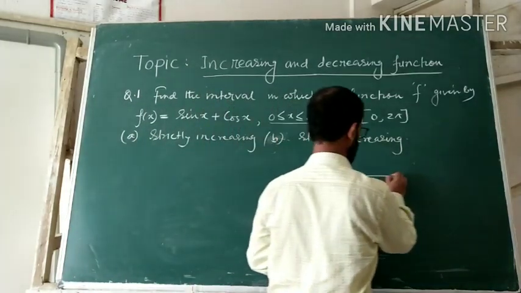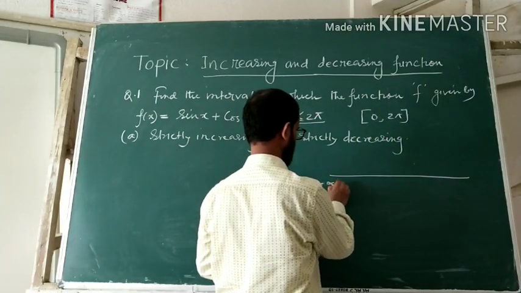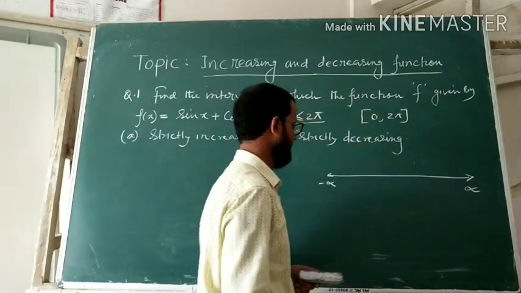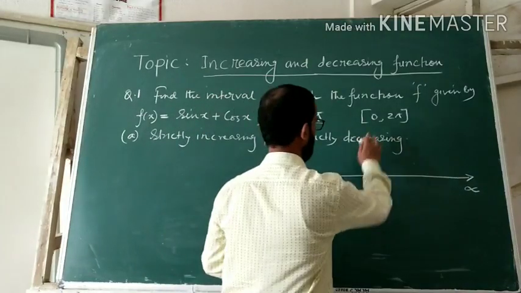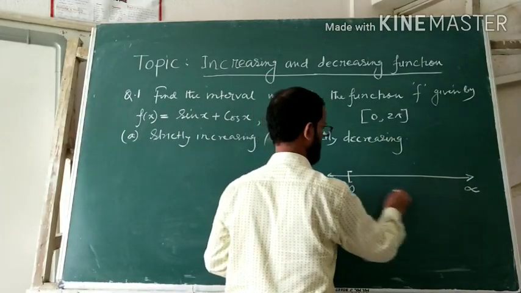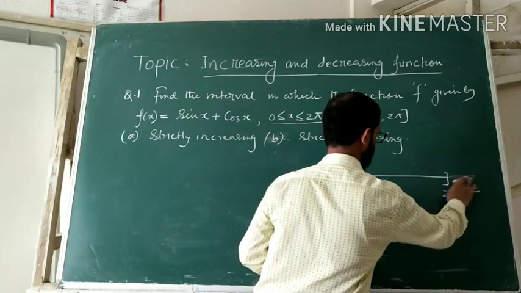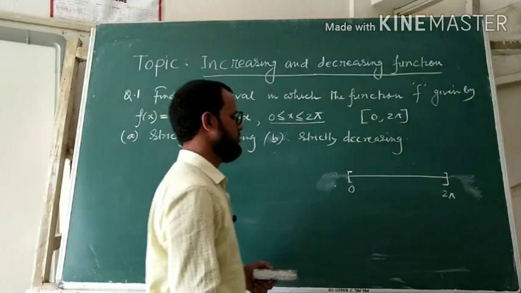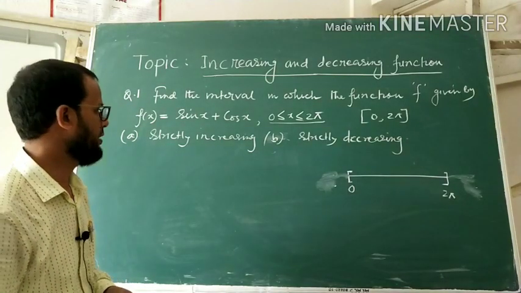So this is your interval, minus infinity to plus infinity. This is the real line, and among this real line, this is your domain. Domain is 0 to 2 pi, so exclude this part. This is not the part of the domain. In the number line, the closed interval 0 to 2 pi is the domain of the function.